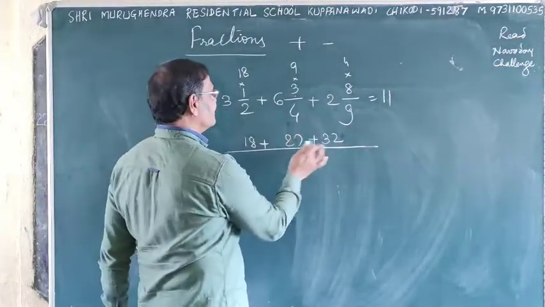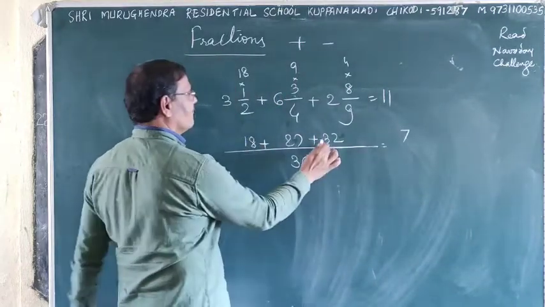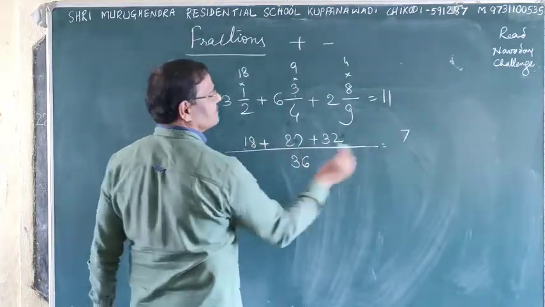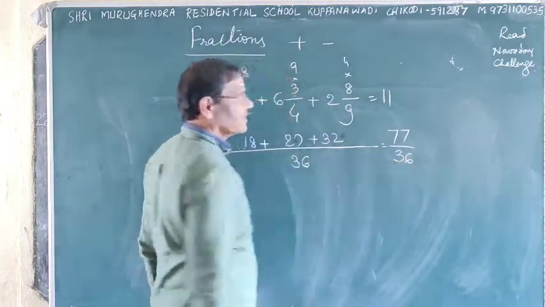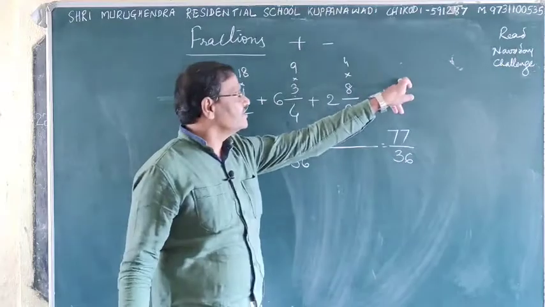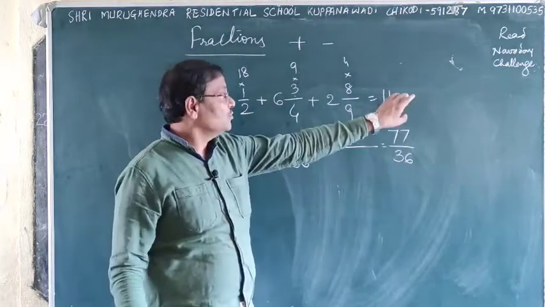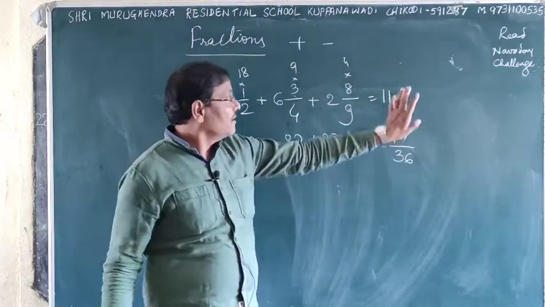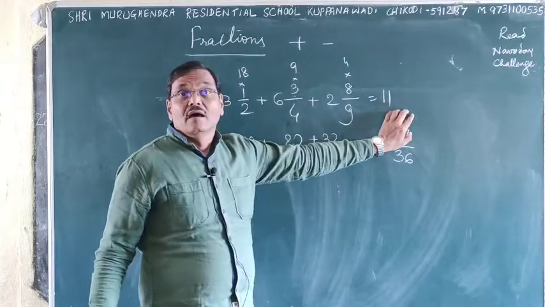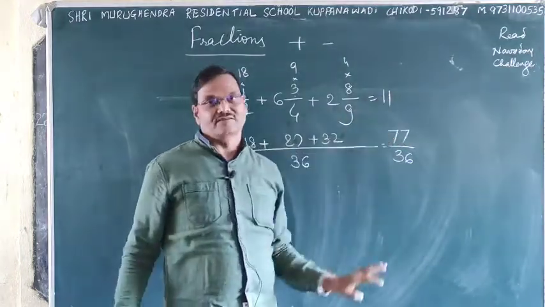Then what is it? 9 plus 8, 17. 4 plus 2 is 6, 7. It is 77 by 36. Here write 77 by 36. Oh no, because you need to write what kind of number? Here it should be a proper fraction, whole number plus proper fraction.